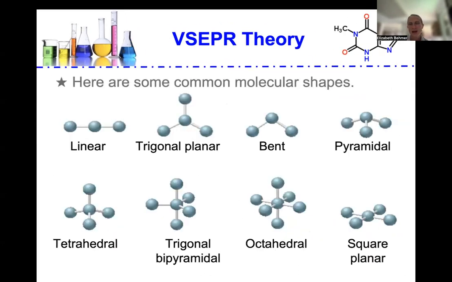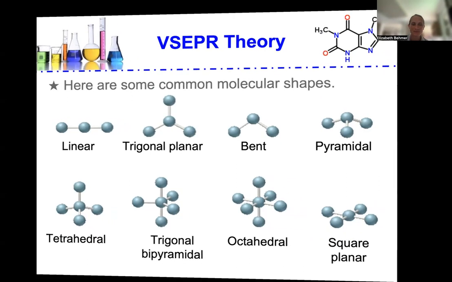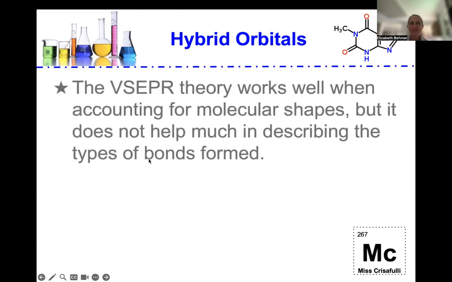So here are some common molecular shapes of these molecules, and it's interesting to see them all here: linear, trigonal planar, bent, pyramidal, tetrahedral, trigonal bipyramidal, octahedral, and square planar. The VSEPR theory works well when accounting for molecular shapes, but it does not help much in describing the types of bonds that are formed.